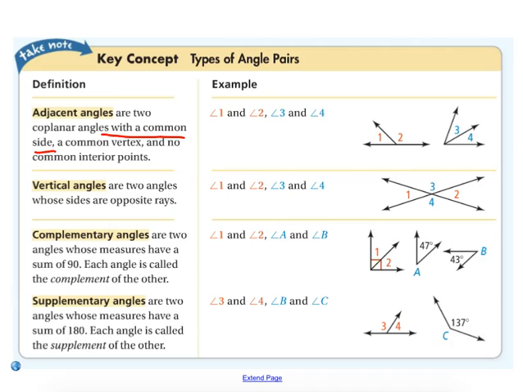So looking at this first example here, we notice that angle 1 and angle 2 share a side, obviously where the colors both intersected. So that's why they are adjacent. They share that common side. Vertical angles are two angles whose sides are opposite rays. And another way you can think of that is straight lines.